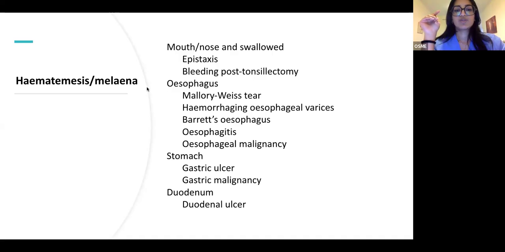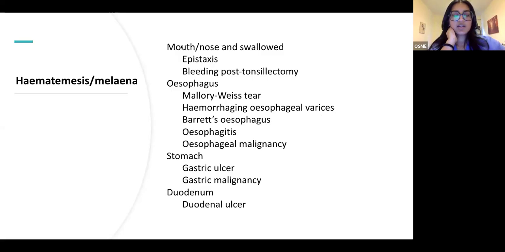And yeah, it can also be due to an esophageal pathology, so a Mallory-Weiss tear, esophageal varices. So with esophageal varices, you'd typically be considering someone with a history of alcohol abuse, because that increases the portal hypertension, all that sequence that leads to the esophageal varices. Also, Barrett's esophagus, esophagitis, also esophageal cancer, any of the things we talked about that can cause an upper GI bleed, stomach, gastric ulcer, gastric cancer, and in the duodenum, a duodenal ulcer.